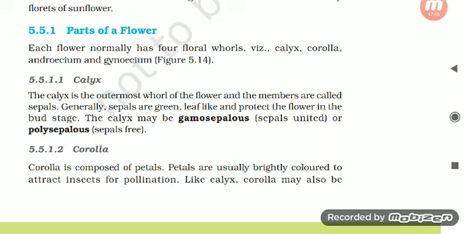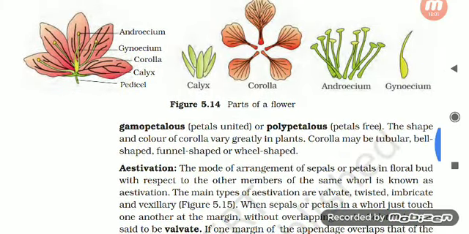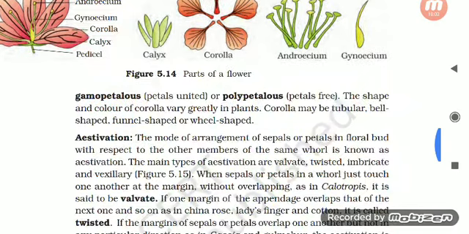5.5.1.2 Corolla. Corolla is composed of petals. Petals are usually brightly colored to attract insects for pollination. Like calyx, corolla may also be gamopetalous, petals united, or polypetalous, petals free. The shape and color of corolla vary greatly in plants. Corolla may be tubular, bell-shaped, funnel-shaped, or wheel-shaped.